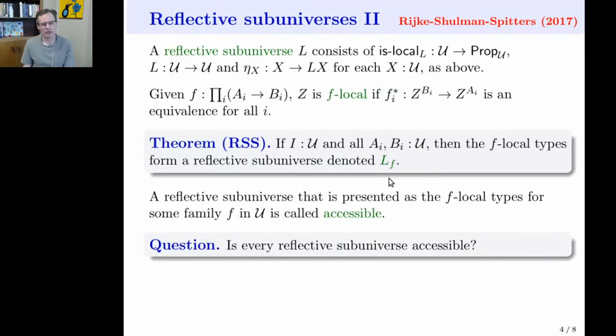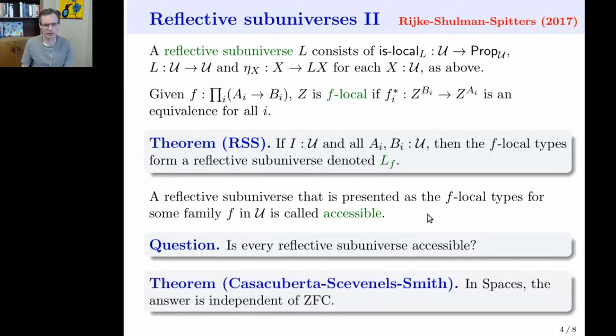So if you have a reflective subuniverse and you can present it as the F local types for some family, then we say that that subuniverse is accessible. And there's a natural question: is every reflective subuniverse accessible? And this is the sort of question people have studied a lot in topology. And I want to tell you about a classical theorem in topology by Casacuberta, Scevenels and Smith. I'm going to give this in more detail in the next slide, but I want to say it here in brief. They show that for topological spaces, the answer to that question is independent of the ZFC axioms for set theory.